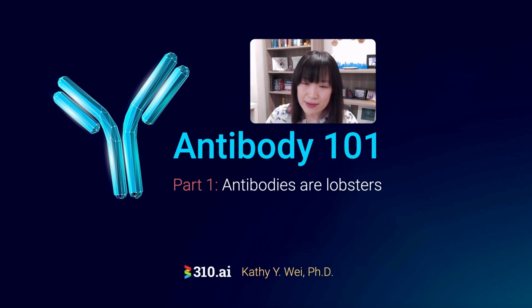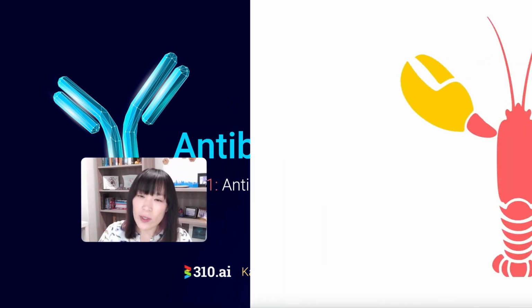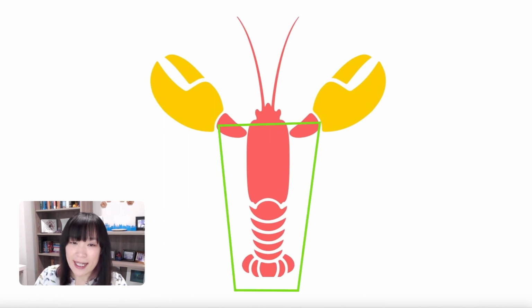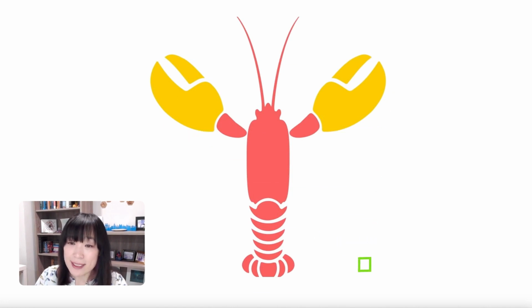Now let's get started. Today is part one of Antibodies 101, titled Antibodies Are Lobsters. So why are antibodies lobsters? Well, they're roughly shaped like one. If you look at a lobster, it has a body and two claws, which are basically the business end of the lobster. And that's true for antibodies as well.